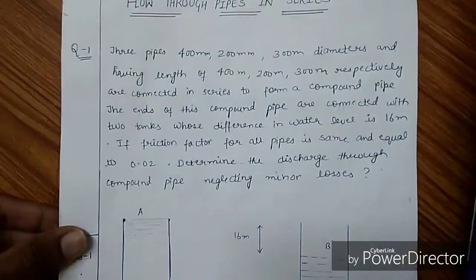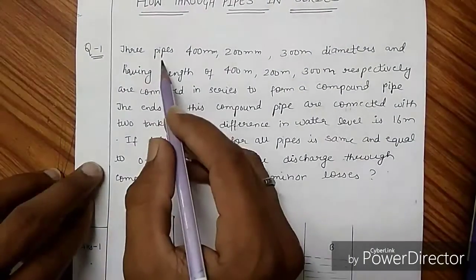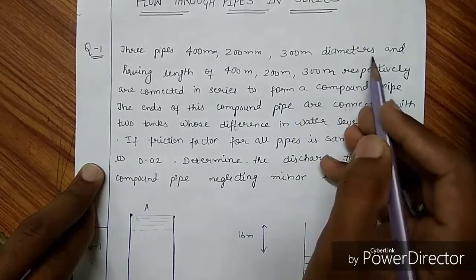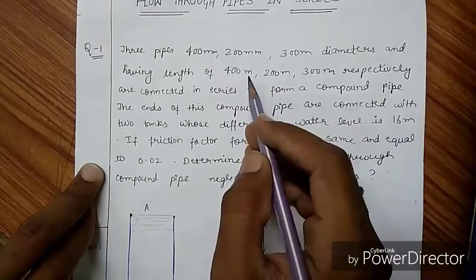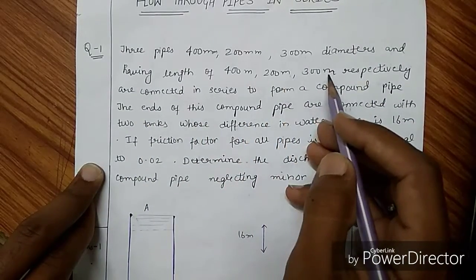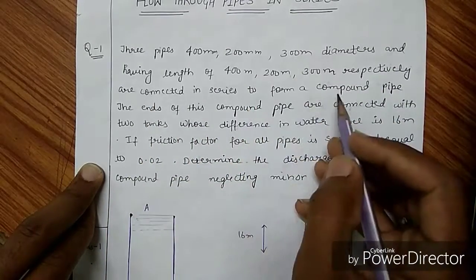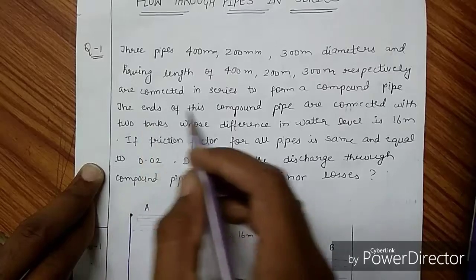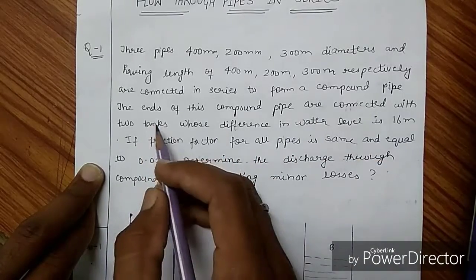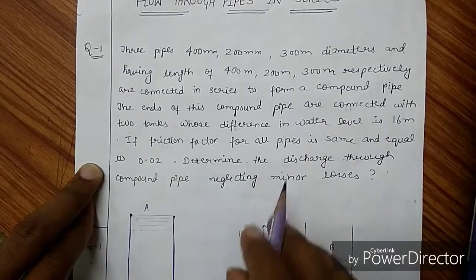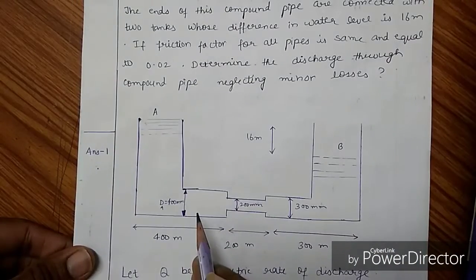So the question is, three pipes of 400 mm, 200 mm, 300 mm diameters and having lengths of 400 meter, 200 meter, 300 meter respectively are connected in series to form a compound pipe. The ends of this compound pipe are connected with two tanks whose difference in water level is 16 meter, as shown in this figure, this 16 meter.